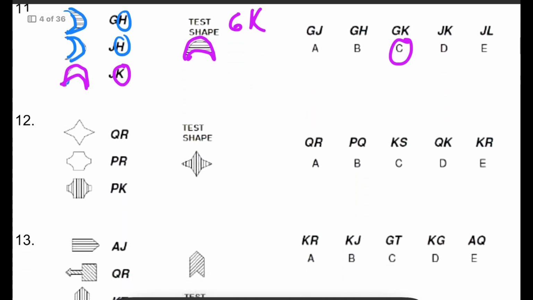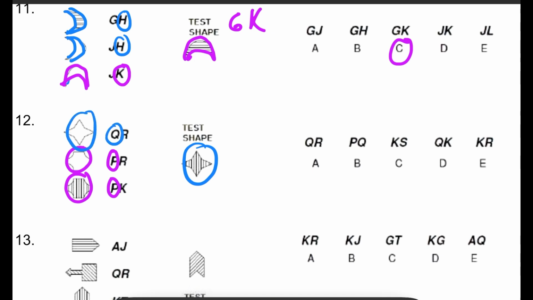Next question. These two both have a P as the first letter, and they both have these shapes. This test shape matches this one. The first letter here is a Q, so we know the first letter will be a Q.